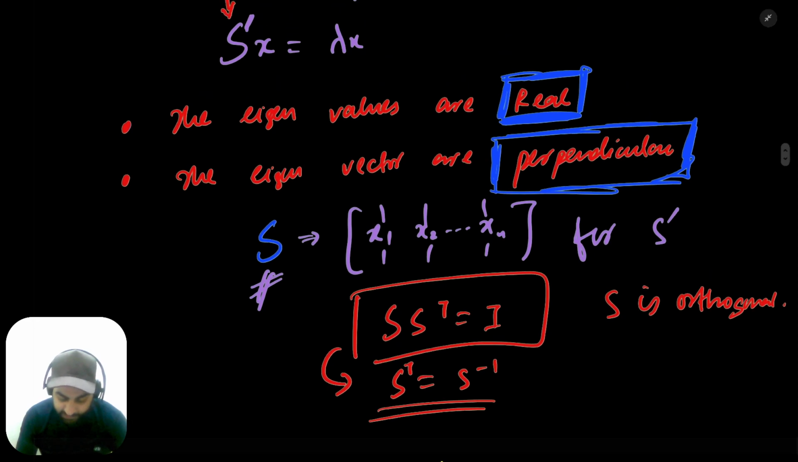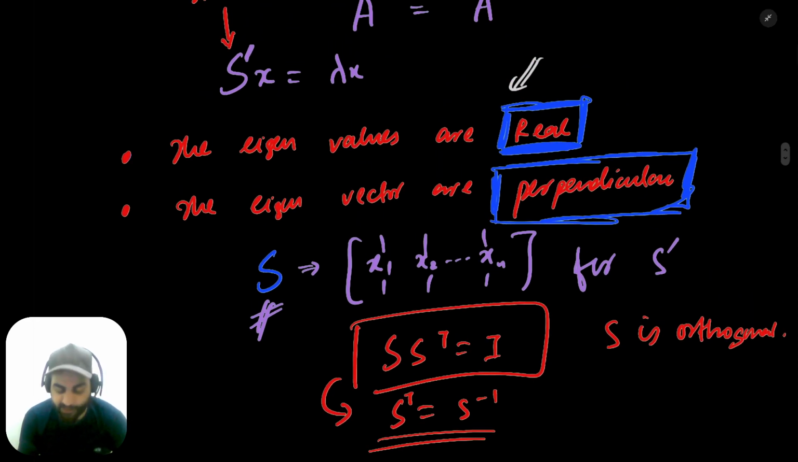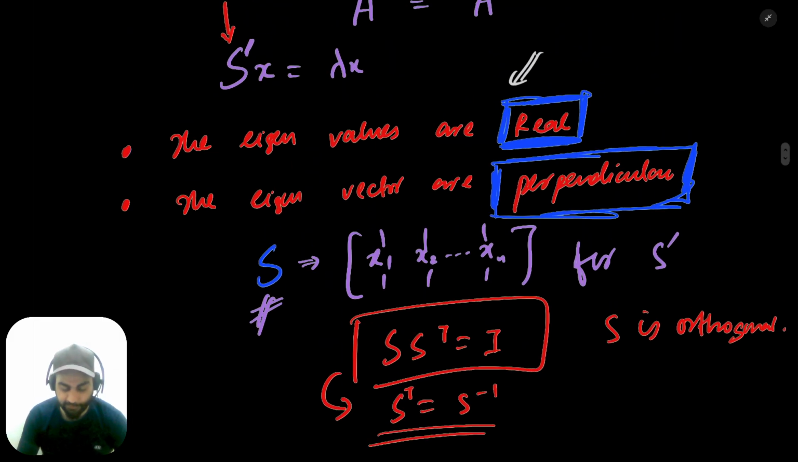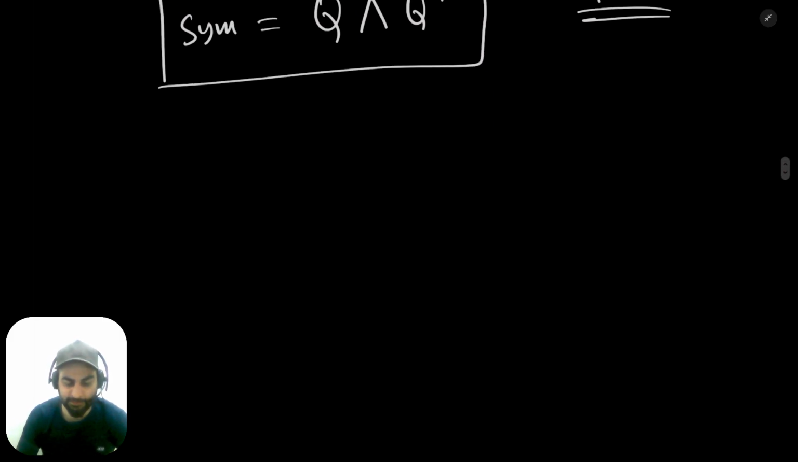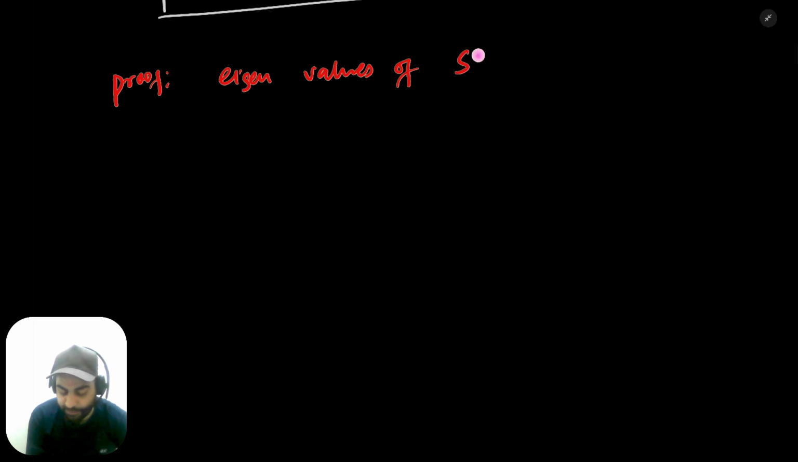The first thing is, we'll have to prove its eigenvalues are real. We'll have to see how its eigenvalues are real. Maybe I'll show you a proof; it'll just take me a couple of minutes. Let me prove that. I'll write the proof here: prove that the eigenvalues of this symmetric matrix S dash are real.